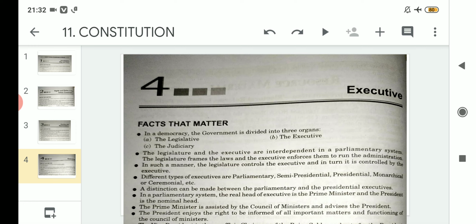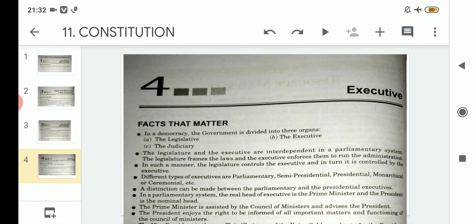So first of all, whatever laws are required, the framing of law is done by the legislature. After the framing of laws by the legislature, the executive enforces them to run the administration. Whatever law is framed is then enforced by the executive. So for that reason it is rightly said that the executive and legislature are interdependent in a parliamentary system. In such a manner, the legislature controls the executive and in turn it is controlled by the executive.